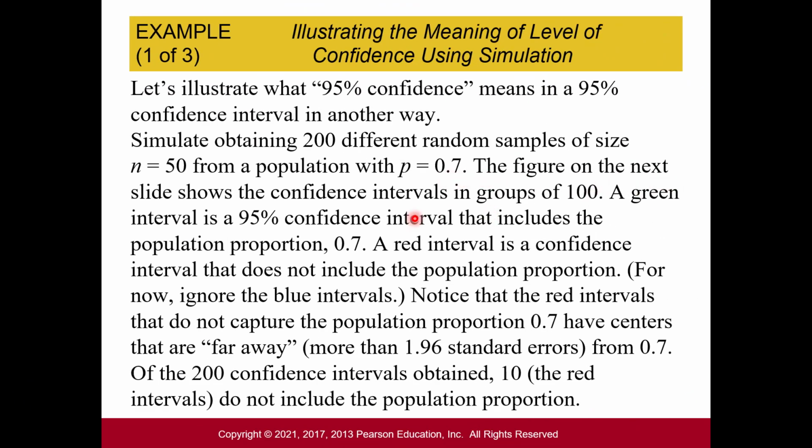Okay, so we're going to see on the next slide that we have confidence intervals in groups of 100. A green interval is a 95% confidence interval that includes p, our 0.7. Anytime we see a red interval, it's a confidence interval that doesn't include p. Notice that the red intervals do not capture our p-value, 0.7, and have centers that are too far away. They're more than 1.96 standard errors away from p. So of the 200 confidence intervals obtained, 10, the red intervals, do not include the population proportion.